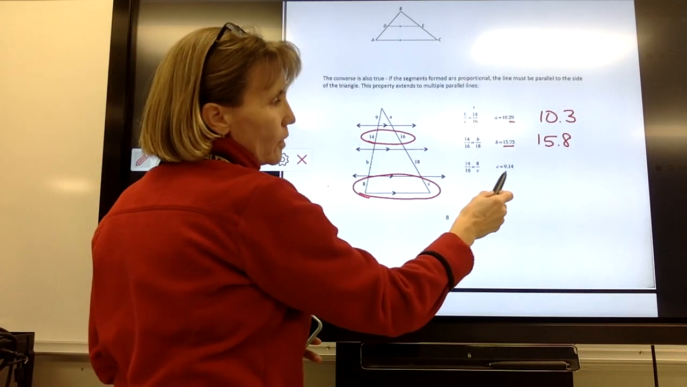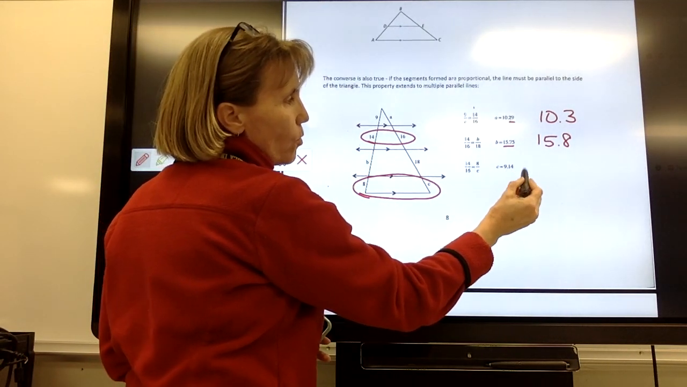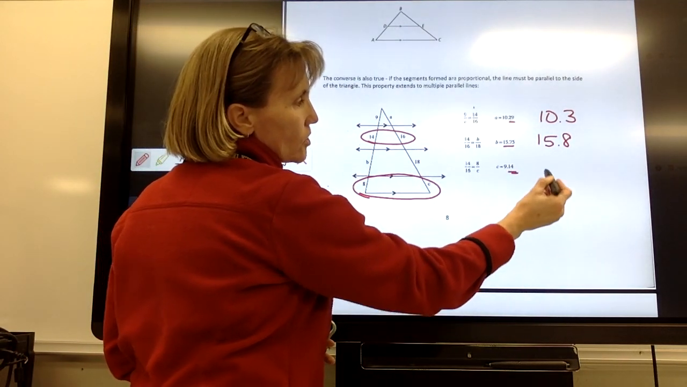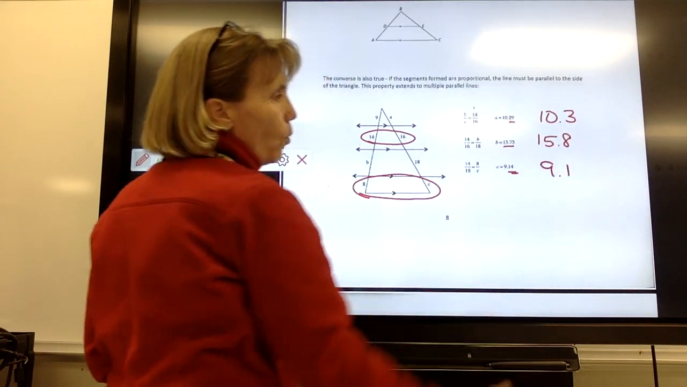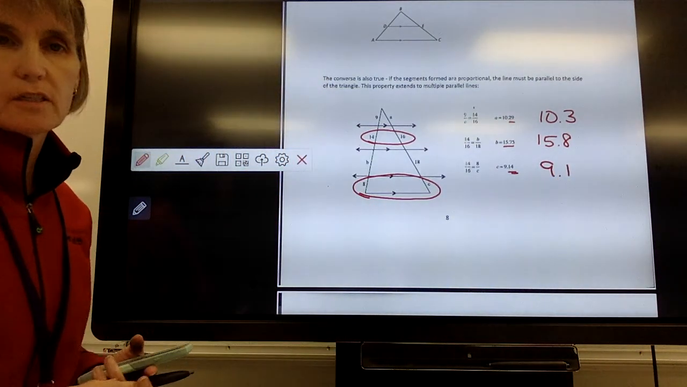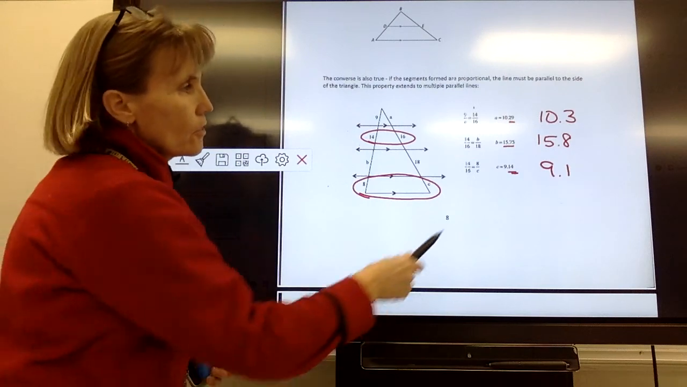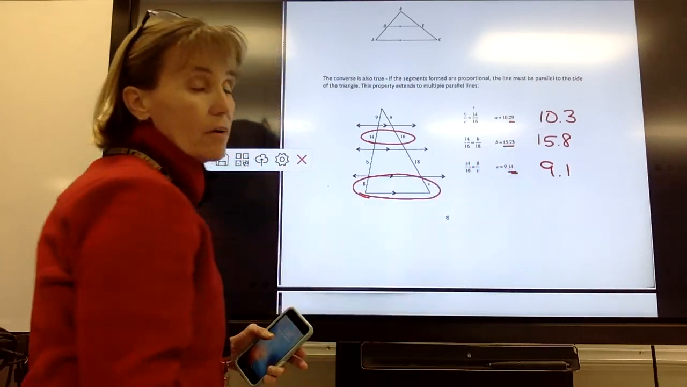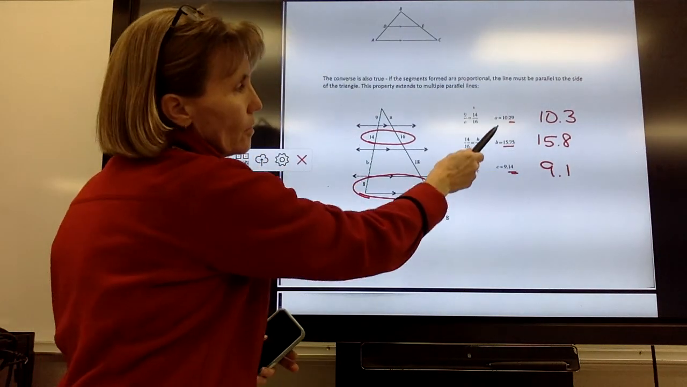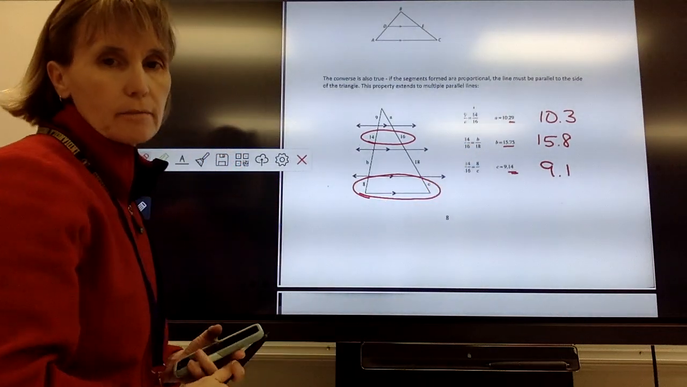When I solve this one, I get C is approximately 9.14. If I want to round that to the nearest tenth, that would be 9.1. Okay, read the directions. If it asks you to round to the tenth, this is how you're rounding. If it asks you to round to the hundredth, then we would leave it as they have in the packet.